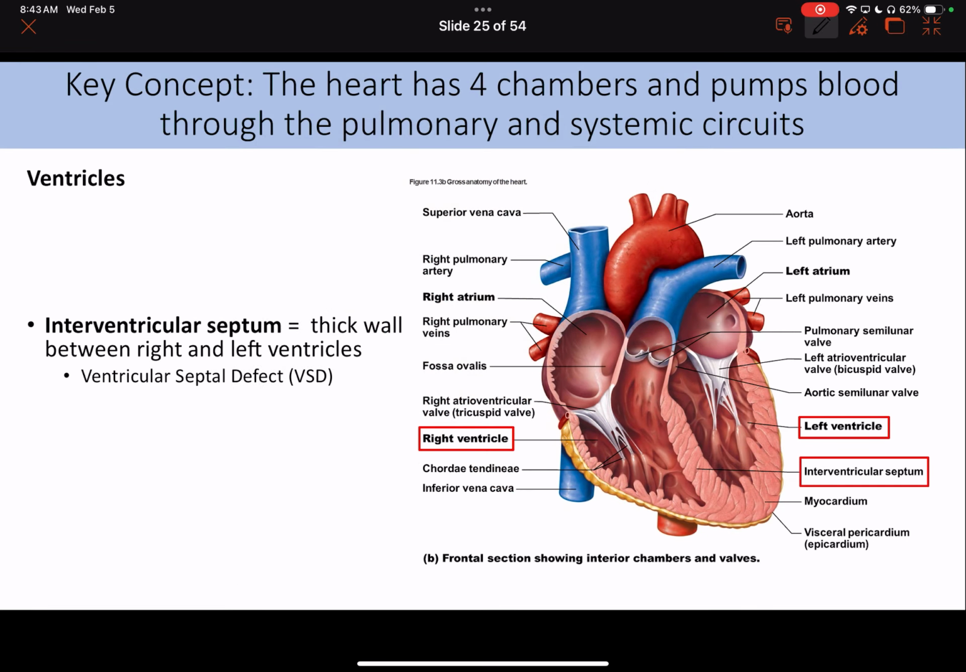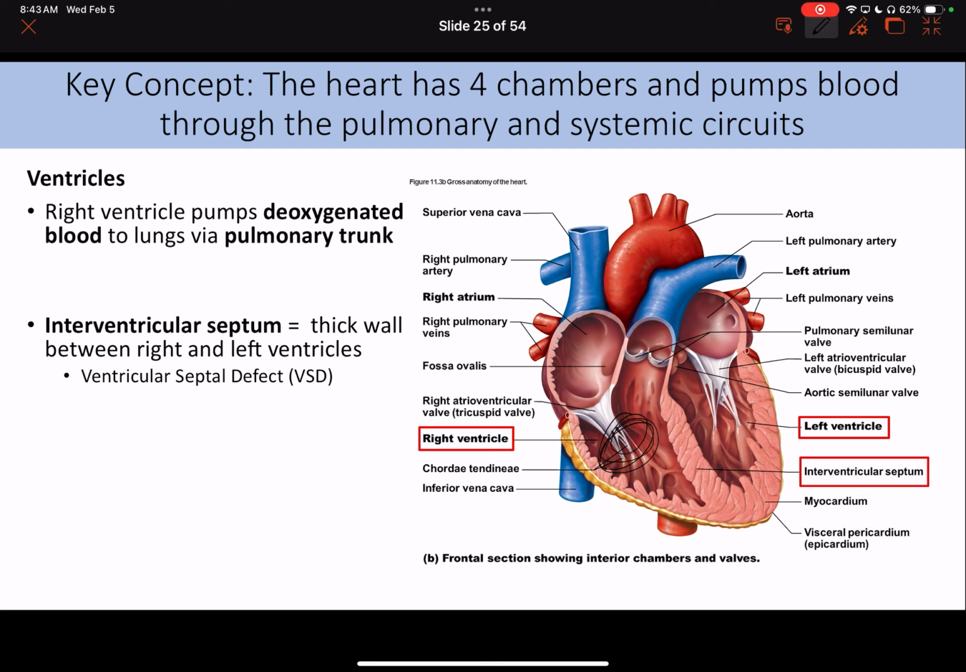Now we're going to talk about the ventricles. So the right ventricle on this side is going to pump deoxygenated blood out to the lungs via what's called the pulmonary trunk, which you'll identify today in lab. And then the left ventricle pumps now oxygenated blood to the body by the aorta. And so the pulmonary trunk and the aorta are both considered great vessels. Those are the ones that attach to the top of the heart.